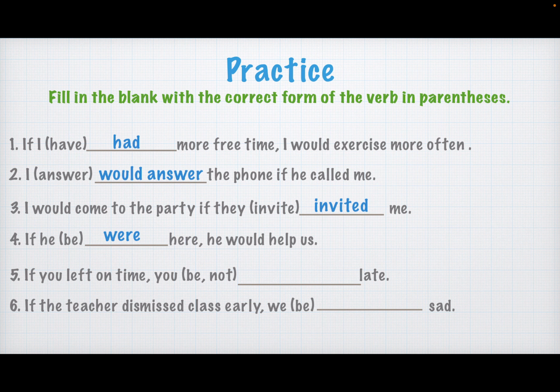Number 5, if you left on time, you would not be late. So using would plus the simple form of the verb and then also the negative here. Number 6, if the teacher dismissed class early, oops, I forgot. So also in this number 5, you can use the contraction there, wouldn't be, and that's fine as well. So for number 6, would be sad.